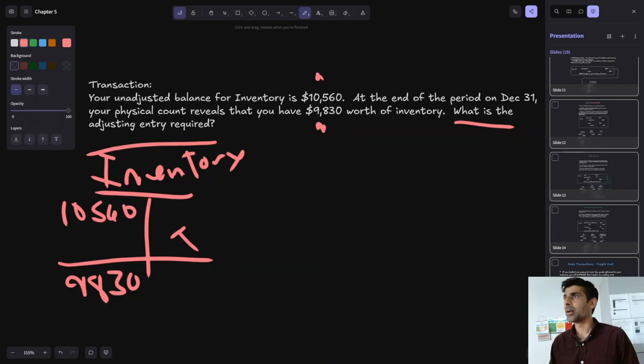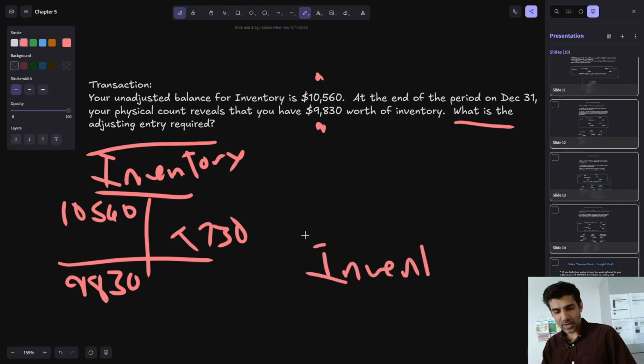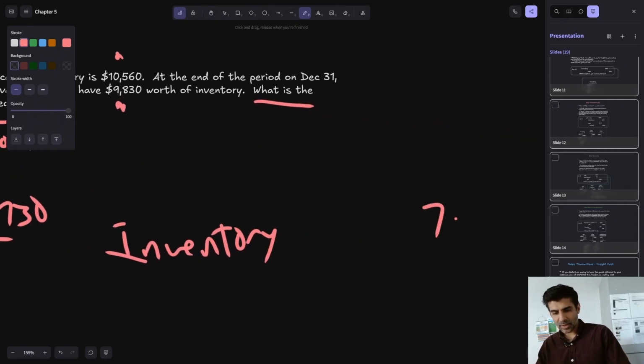Who wants to help Roger? Okay, so what is that? I didn't do it, but who did the calculation? Yeah, 730. Okay, so we know half the journal entry we already got. It's going to be inventory, credit, 730. So then what should we debit?